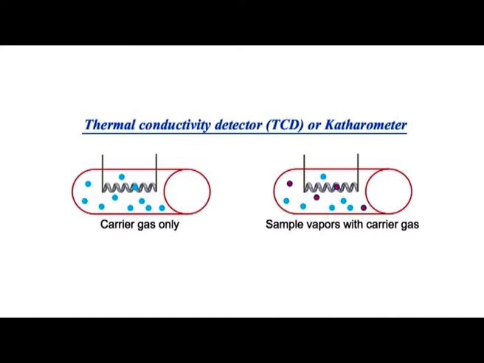The most commonly used is the thermal conductivity detector, or TCD, also called a catharometer. The principle is based on the rate of heat loss from a heated wire made of platinum or tungsten placed in a carrier gas stream. The carrier gas flowing has some thermal conductivity. Once the sample components come, they change the thermal conductivity, which is easily detected and gives the signal for the chromatograph. We can identify the individual components according to their thermal conductivity.